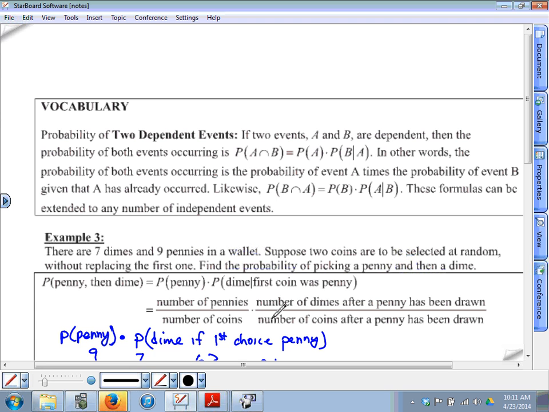These are exactly like the problems that I had you do on the worksheet where you were choosing tiles with those letters on. There are 7 dimes and 9 pennies. Suppose 2 coins are chosen at random, and I want you to box this in without replacing the first one. These would be called dependent events because the outcome of the first has affected the outcome of the second because there's less coins.